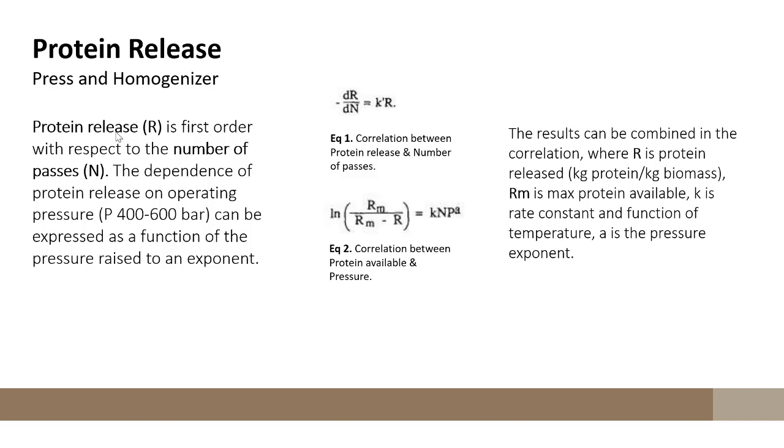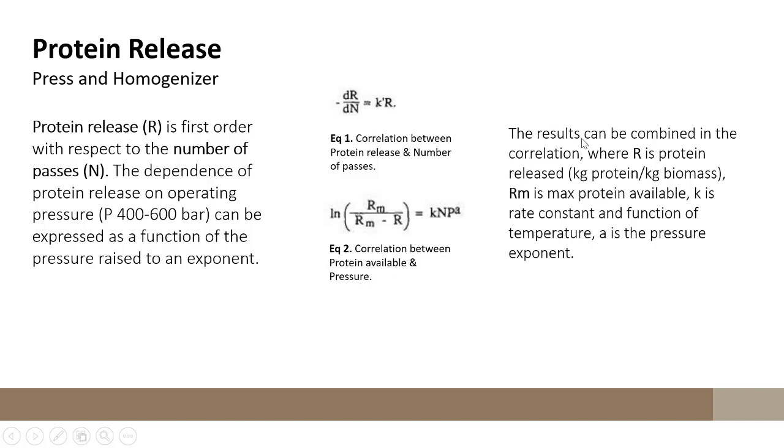The dependence of protein release on operating pressure, which can range from 400 to 600 bar, can be expressed as a function of the pressure raised to an exponent. And the second equation is about the correlation between protein available and pressure.